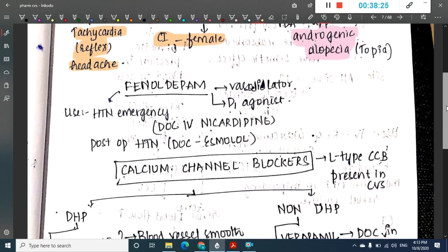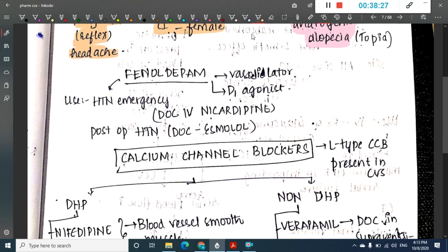Then the next drug is fenoldopam. This fenoldopam is a vasodilator. As the name says, it has D for dopamine, so it is a D1 agonist. We can use this fenoldopam either in hypertensive emergency, or you can also use it in post-operative hypertension.